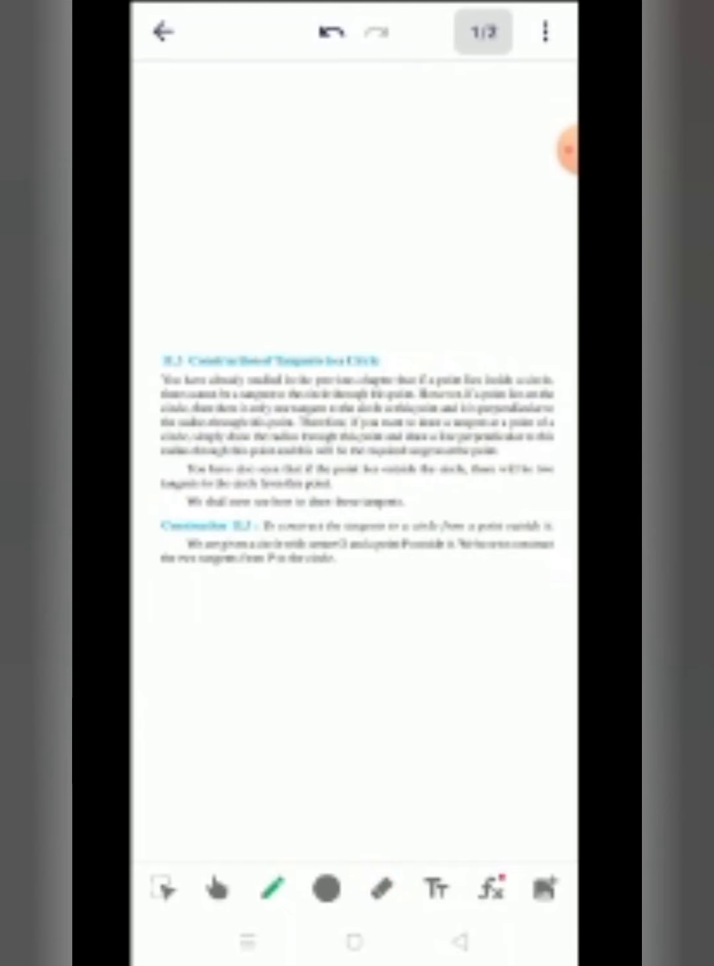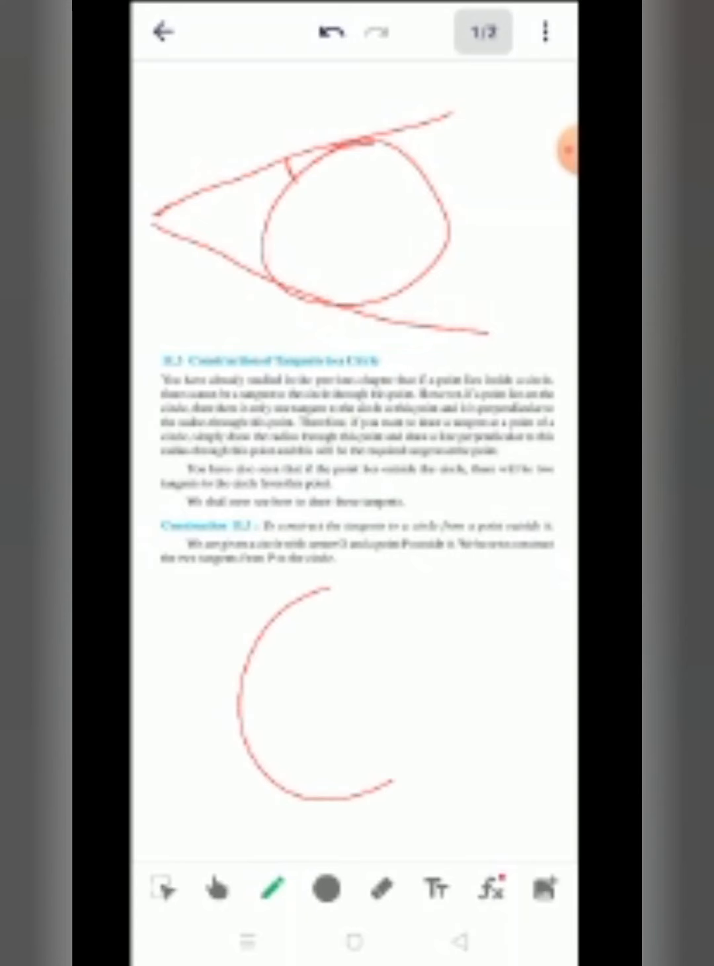Yeah, this is a circle and we need to draw a tangent. If a point lies somewhere here, then there could be only one tangent. If a point lies outside the circle like this, then there should be two tangents to the circle. If the point lies just here, then there can be one tangent like this. If the point lies inside the circle, then there cannot be any tangent. So this is the concept of tangents.